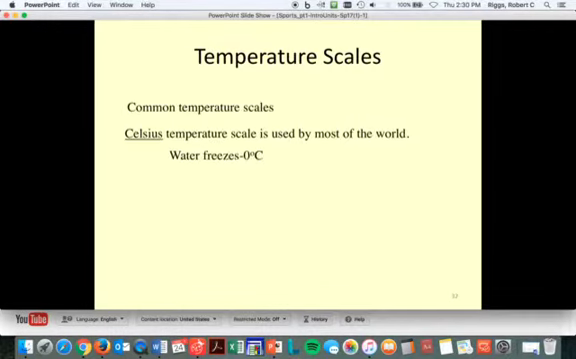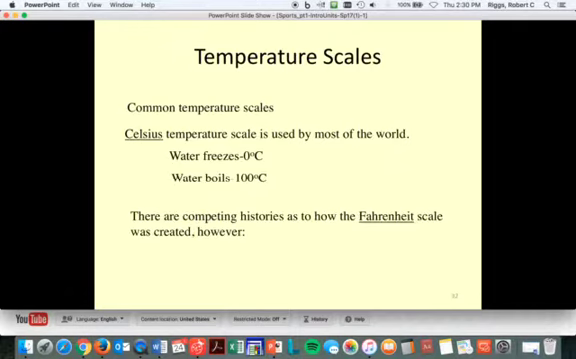So the Celsius or centigrade temperature scale is where water freezes at 0 and water boils at 100. And there are competing histories of how the Fahrenheit scale, which I've never known how to spell, was created. However, water freezes at +32 and boils at +212.